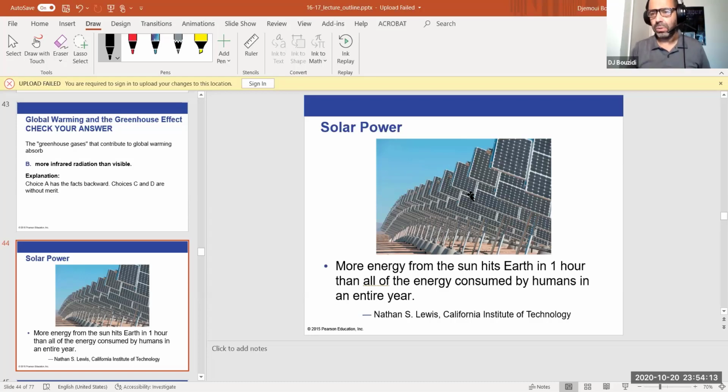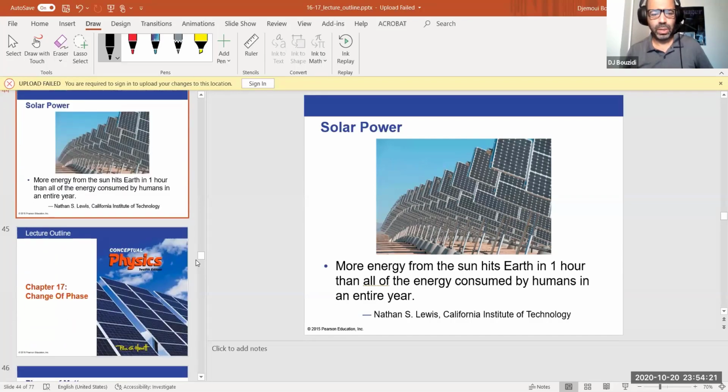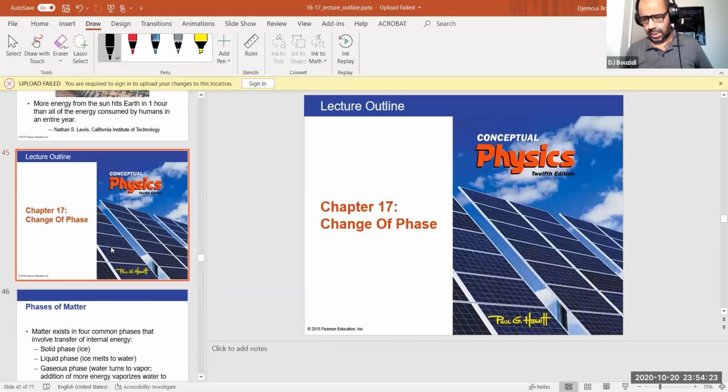using solar panels. The solar panels actually make electricity directly through the so-called photoelectric effect, okay? And I think we have that effect down the road. We still have a few minutes. Phase transformation.